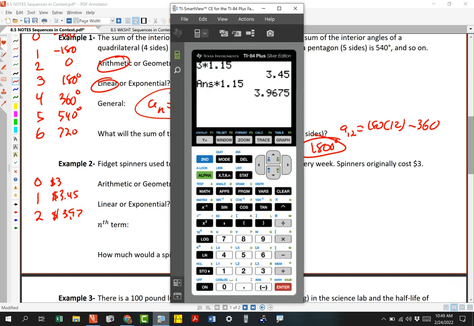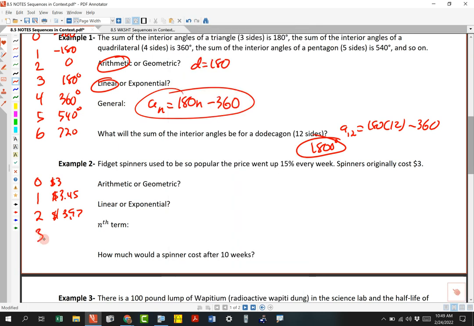Now, I'm not going to round here, but I am going to take that last thing and do it again. Wow, we're already up to $4.56. So after week three, it's $4.56. Arithmetic or geometric?